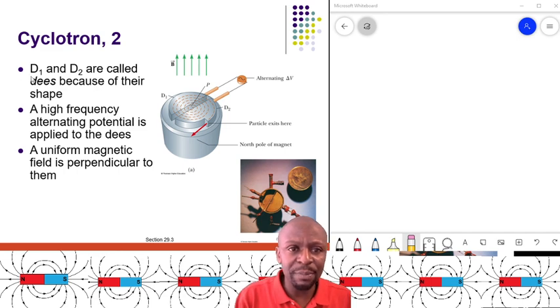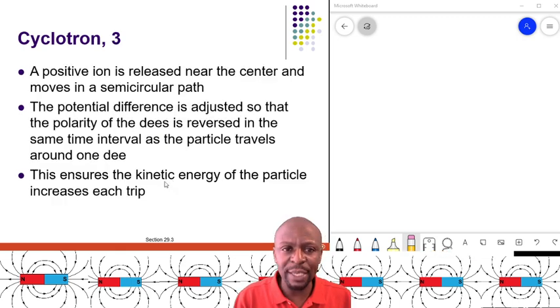The cyclotron is made with two D-shaped metal chambers, called Ds because of their shapes. A high frequency alternating potential difference is applied to the Ds. A uniform magnetic field is perpendicular to them. In that case, a positive ion is released near the center and moves in a semicircular path.